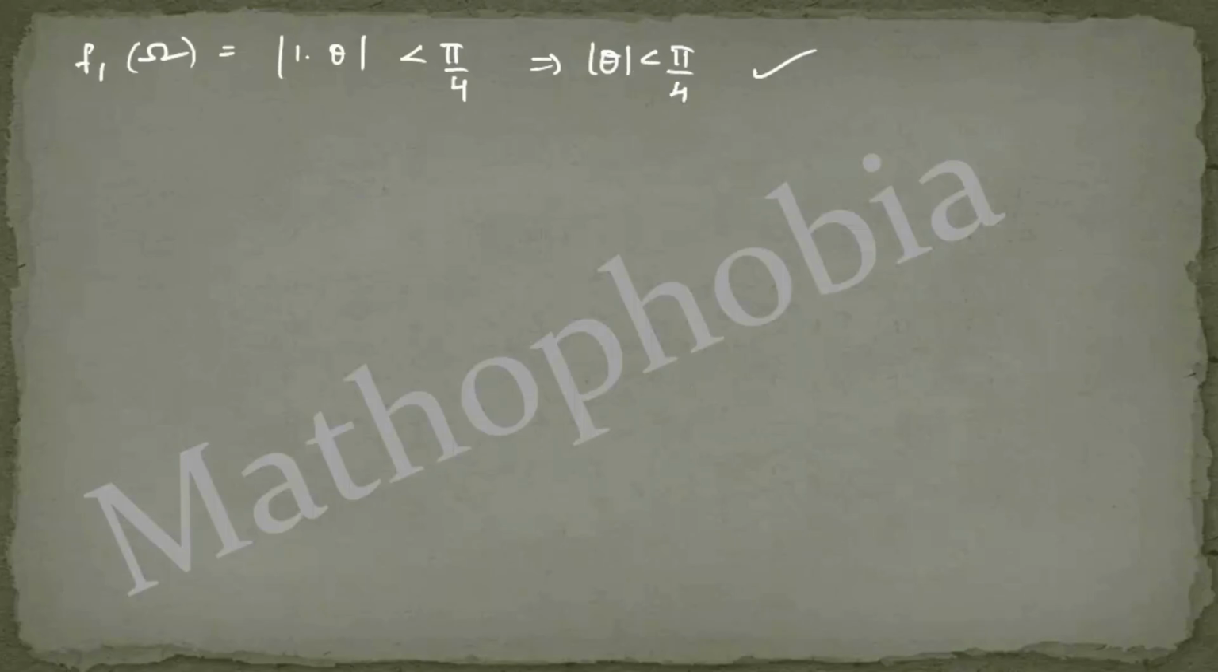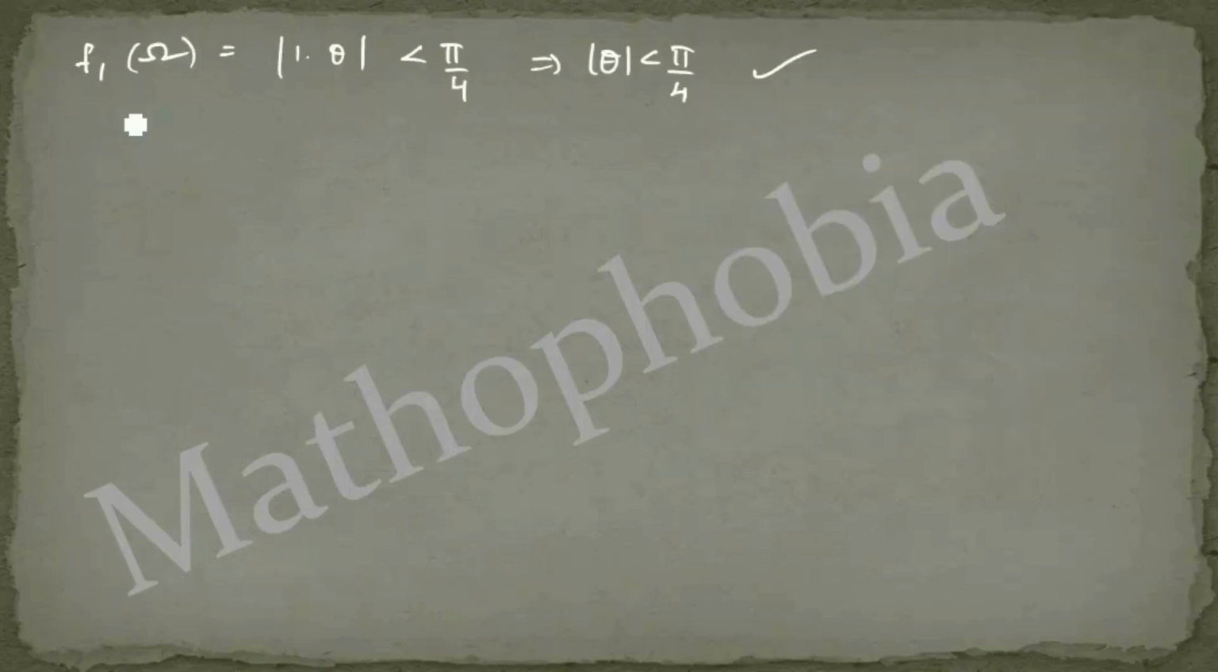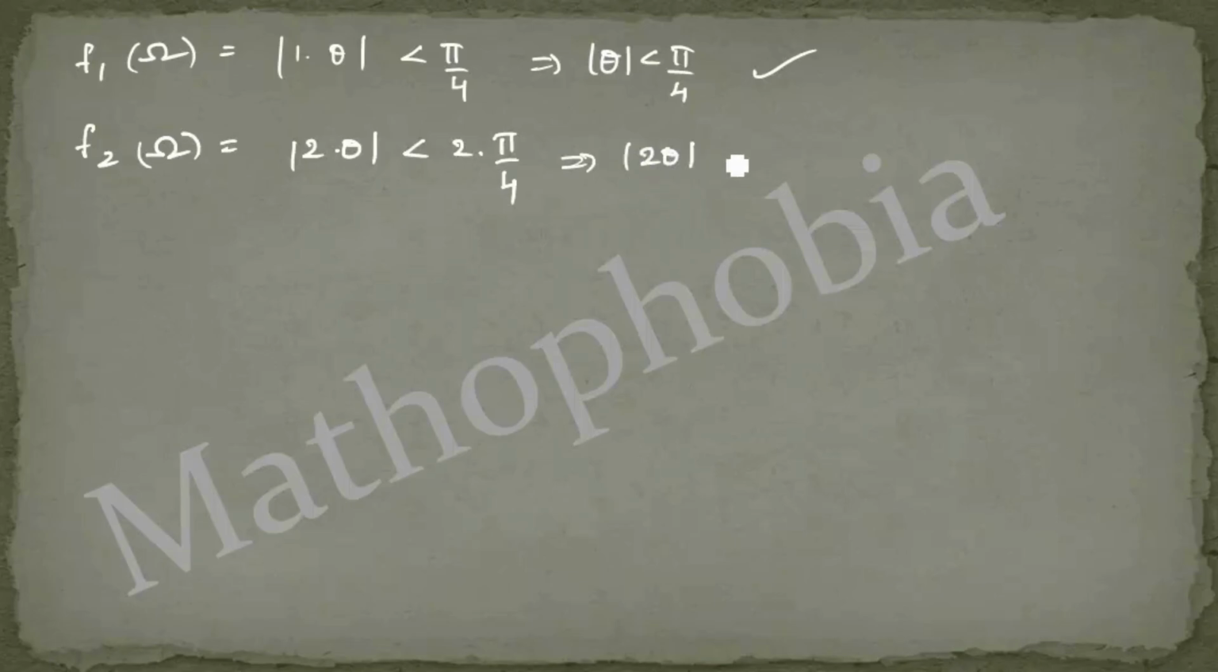Option 2: for f2 of omega, the mod of the imaginary part should be less than pi by 2. So f2 of omega will have mod 2 into theta less than 2 into pi by 4. It implies mod 2 theta is less than pi by 2. So the second option is correct.